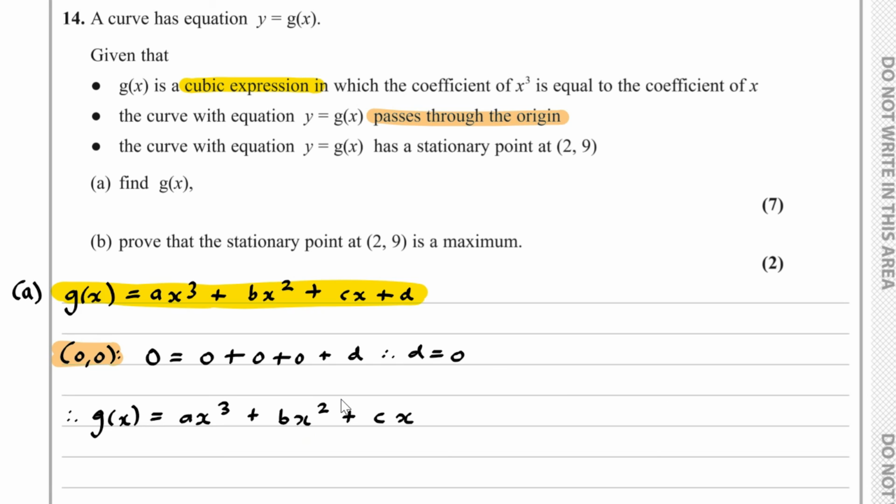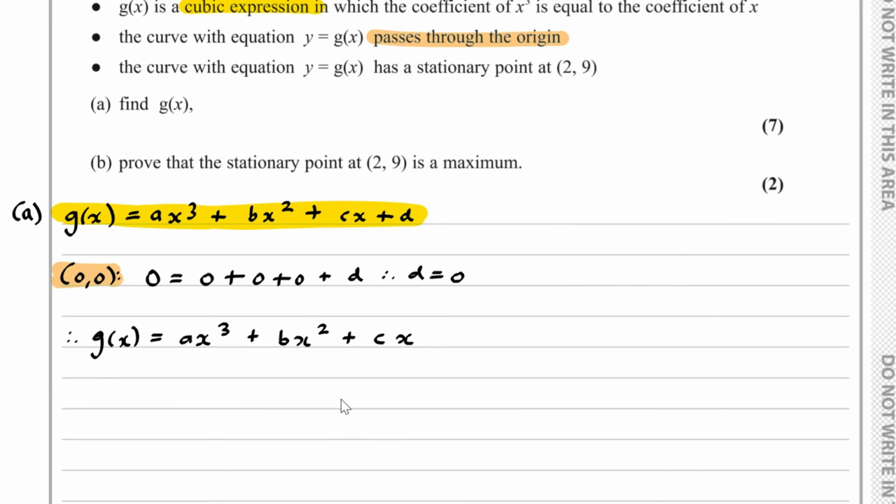Okay? And we also know that the coefficient of x cubed is equal to the coefficient of x. So in other words, c is equal to a. And if we replace c with a, we can therefore conclude g of x is equal to ax cubed plus bx squared plus ax.